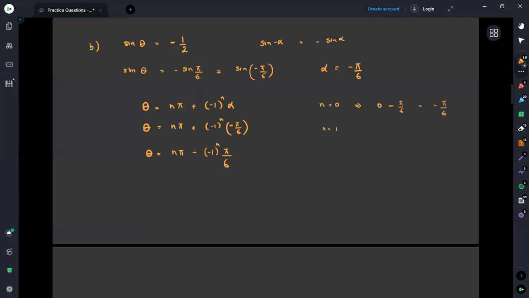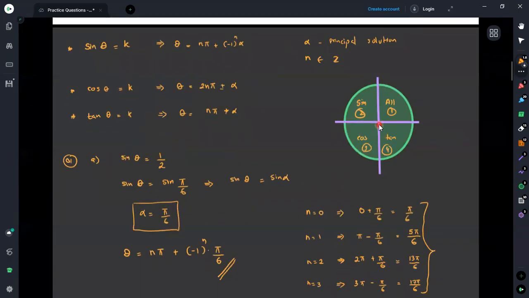Then the next value is n equals 1. N equals 1 means it is 1 times pi. Then we will get pi minus minus 1 to the power n, which again gives a negative value, then it is pi divided by 6. Then we will get pi plus pi over 6, which is 7 pi over 6. We can see it is definitely in region number 3.